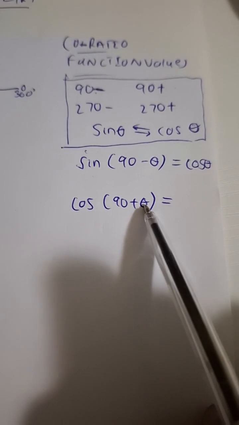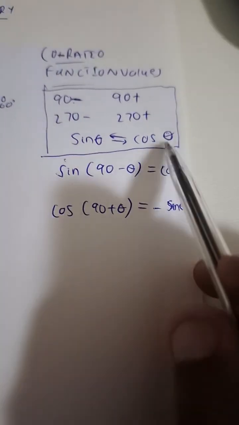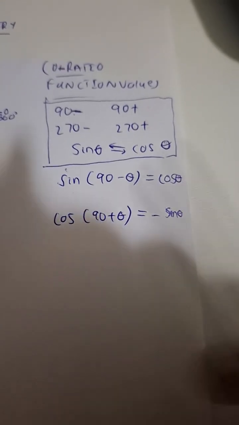90 plus theta is in which quadrant? It is in the second quadrant. How is cos there? Cos is negative. But then we express the answer as the changed trig ratio, which is sine, because cos changes to sine and sine changes to cos for your co-function values.